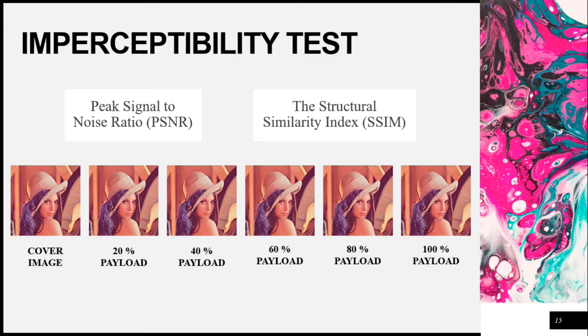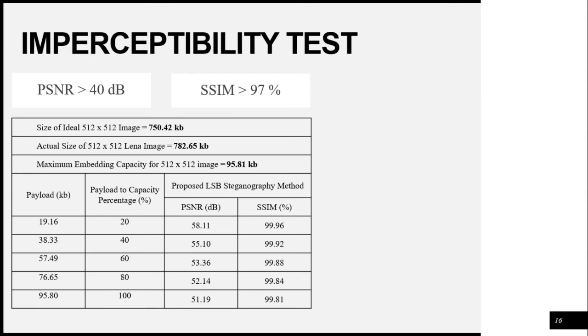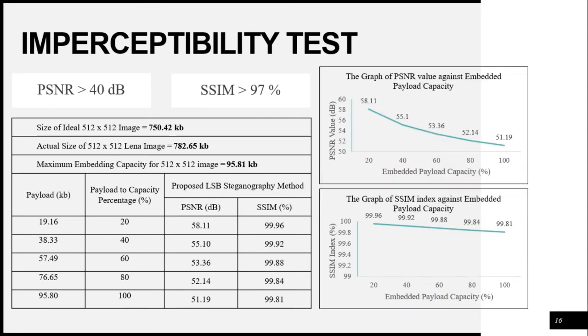A set of data is tested by embedding 20%, 40%, 60%, 80%, and 100% of payload capacity into the Lena cover image. A PSNR value higher than 40 decibels and an SSIM index higher than 97% are considered a good method of steganography in a color image. The results tabulated have shown that even 100% of payload capacity achieved the value of 51.19 decibels in PSNR value and 99.81% in SSIM index. The graph concludes that the lower the payload capacity, the greater the imperceptibility of the stego image.